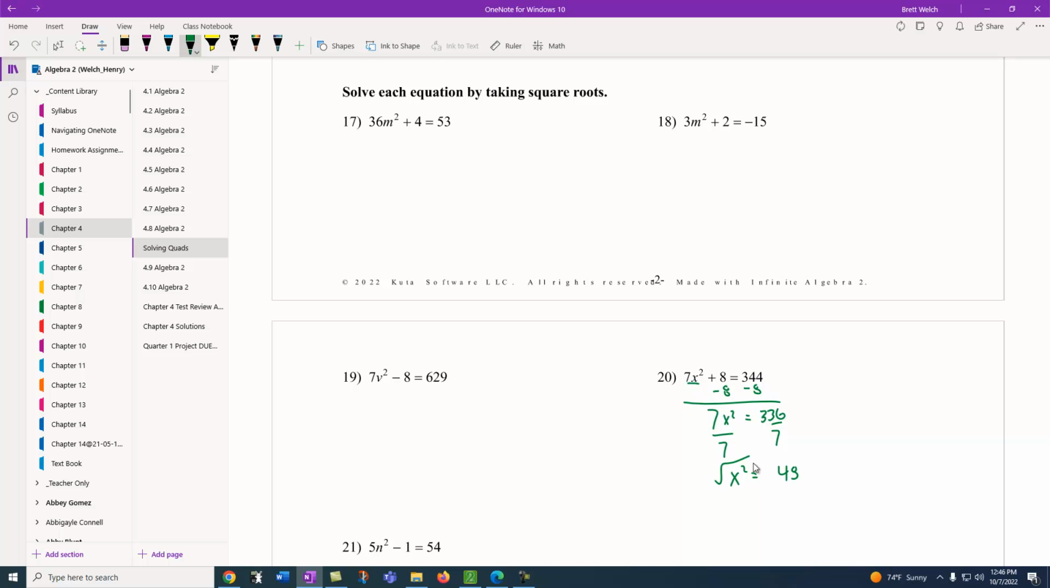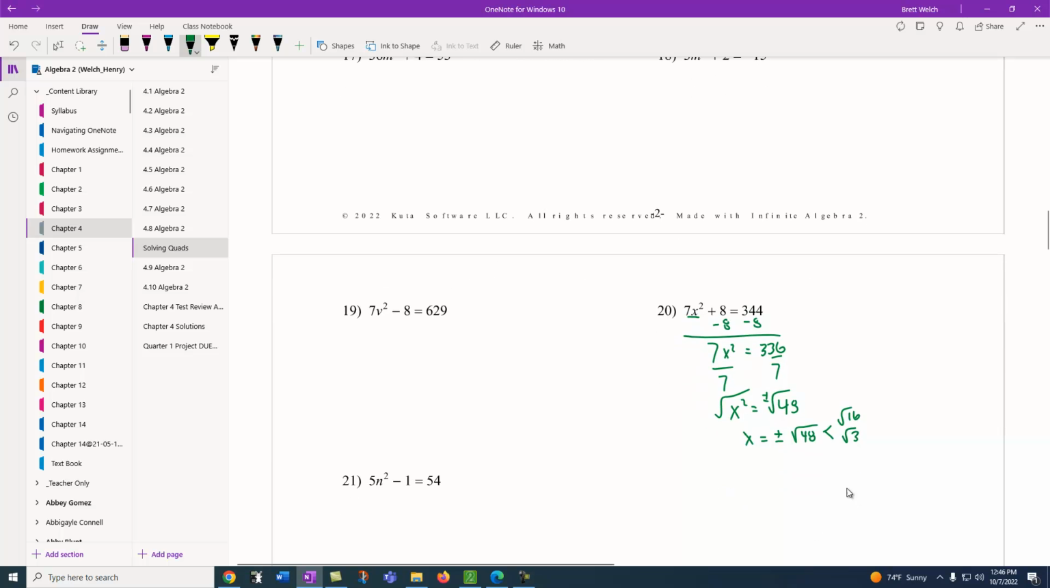And to finish it, I need to take a square root of both sides. So x will equal plus or minus the square root of 48. But if 48 divides by one of my perfect numbers, I need to reduce this root. Turns out 16 goes in 3 times. Remember those lists of perfect numbers, right? 4, 9, 16, 25. Well, the square root of 16 is 4, so my answer would be plus or minus 4 with a leftover root 3.